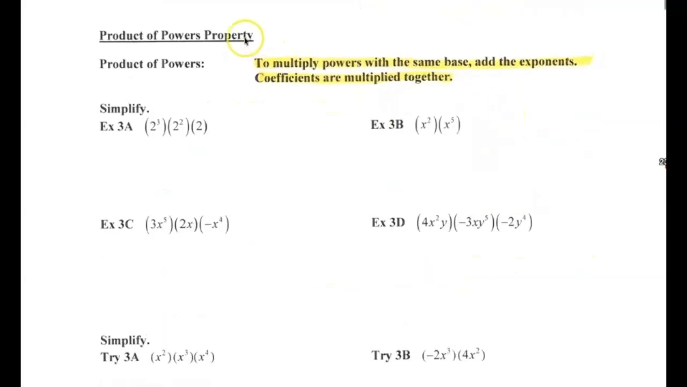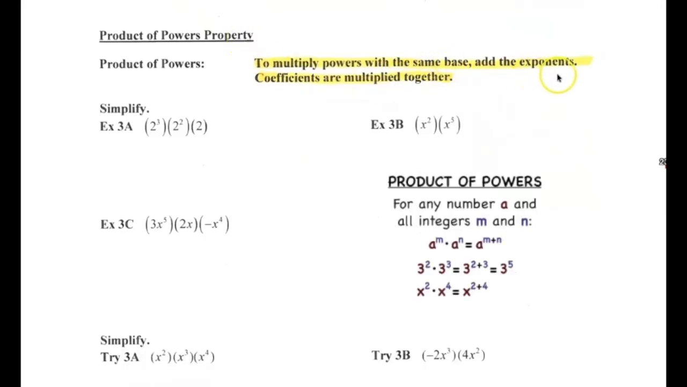The product of powers. To multiply powers with the same base, you add the exponents. Coefficients are multiplied together. Here, I'm going to multiply 2 to the third times 2 to the second times 2 to the first. All we have to do is add the exponents. This rule is x to the m times x to the n is equal to x to the m plus n. So all we do is add all these exponents together. 3 plus 2 plus 1. That gives me 2 to the 6.